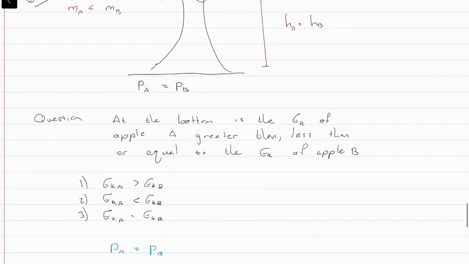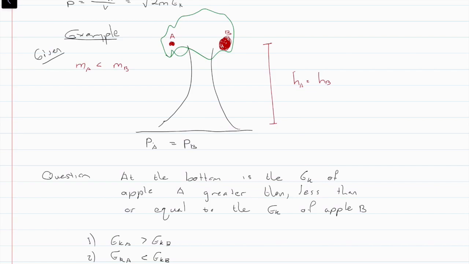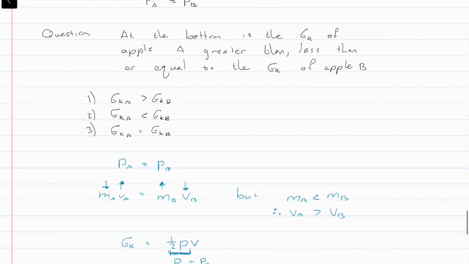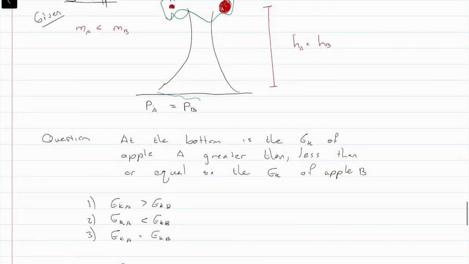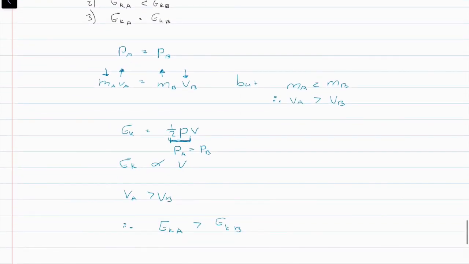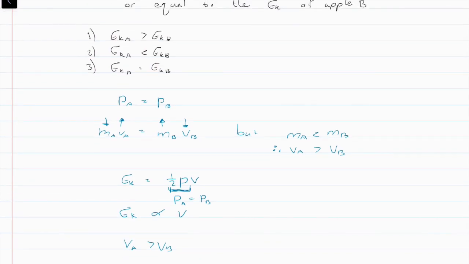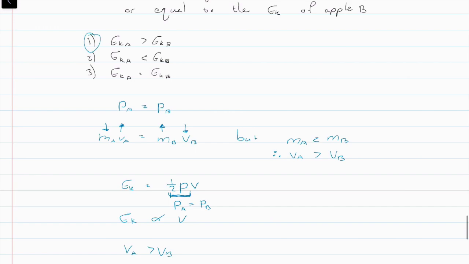So basically, a rundown of the question: we've got two apples. The mass of A is less than the mass of B. Therefore, the velocity of A must be greater than the velocity of B, from our momentum condition that was given to us right there. Then Ek is directly proportional to the velocities, and so the Ek of A is greater than the Ek of B. So the answer is A.